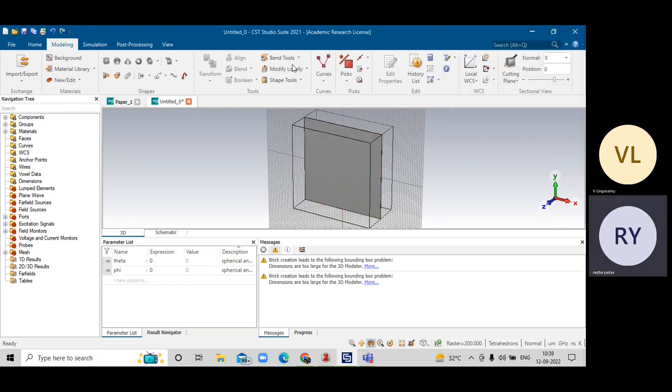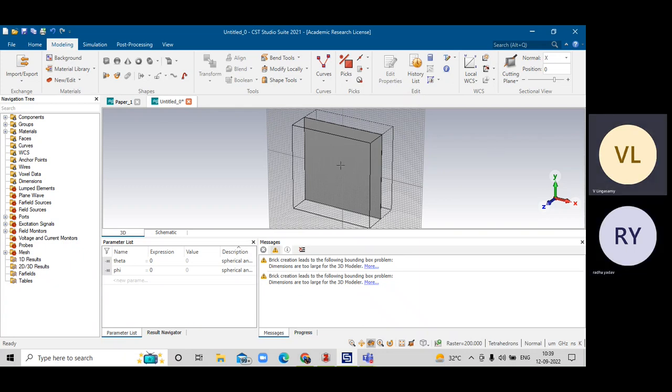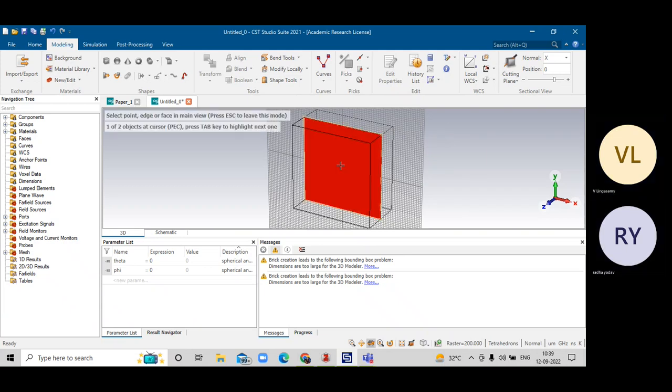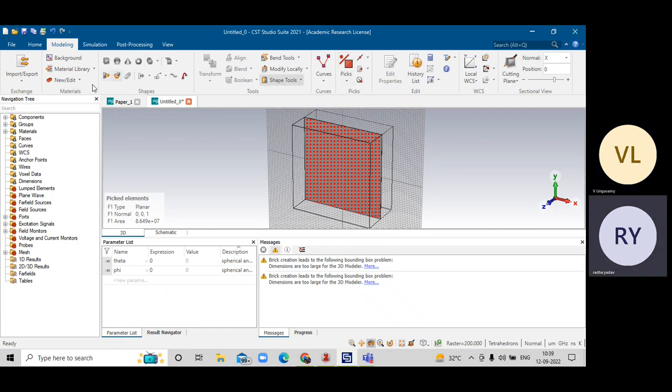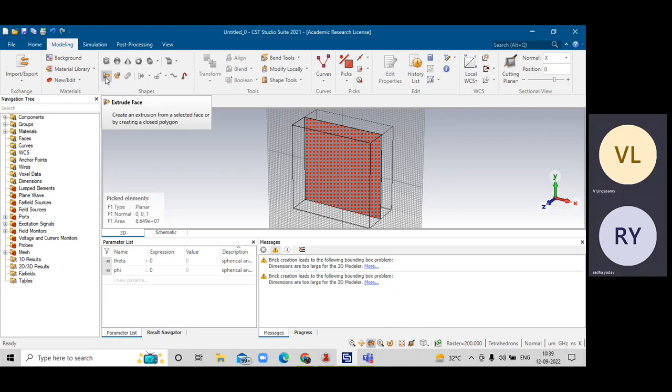Next, one thing you already told: you can extrude. Yes. If you have a substrate of the same size, then you can just extrude. Double click on the screen. Double click on the red. Now you can go for extrude. Not here, but on the left. On the left. This one, sir. Extrude.